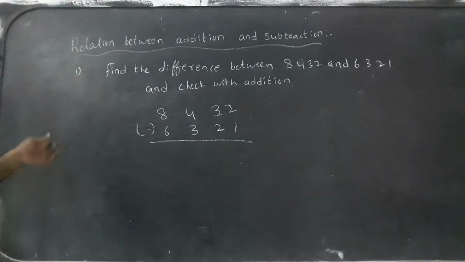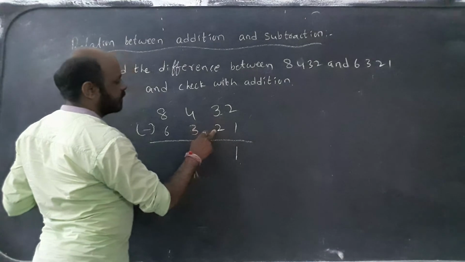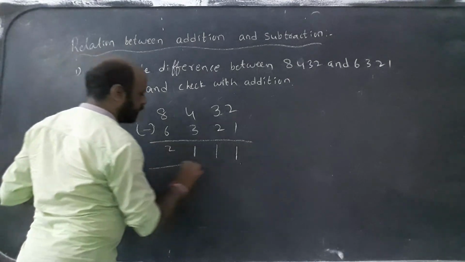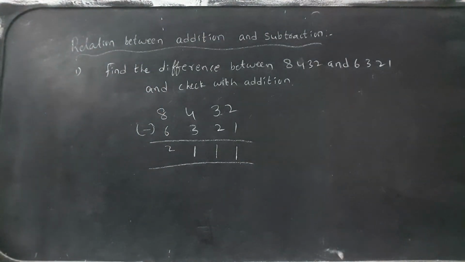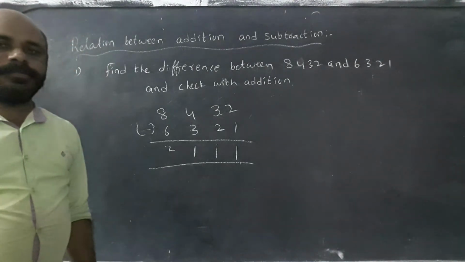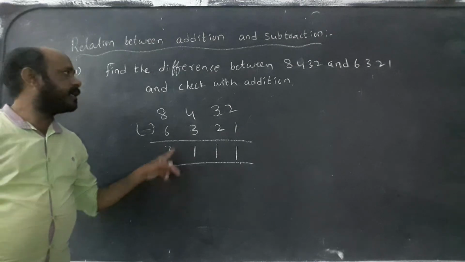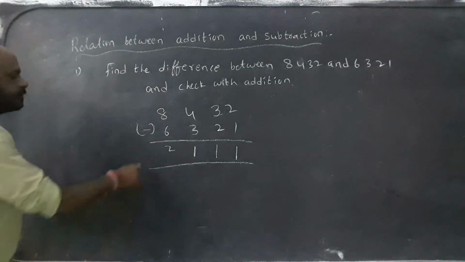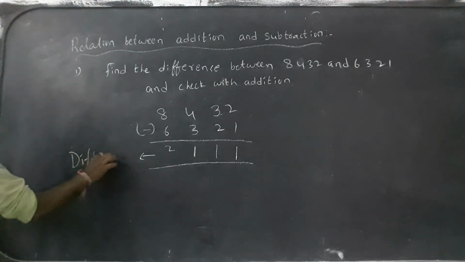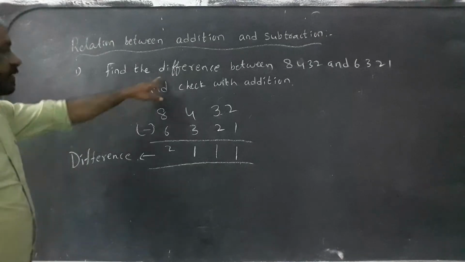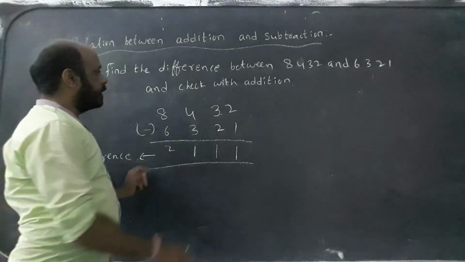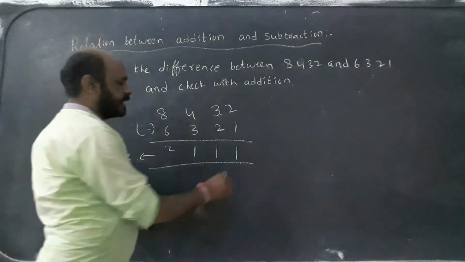Then 2 minus 1 is 1. 3 minus 2 is 1. 4 minus 3 is 1. 8 minus 6 is 2. How much difference did we get? 2,111 we got. This we call the difference. Difference means subtraction. We have to do subtraction from the bigger number to the smaller number. Then next, what do we do? Check with addition.